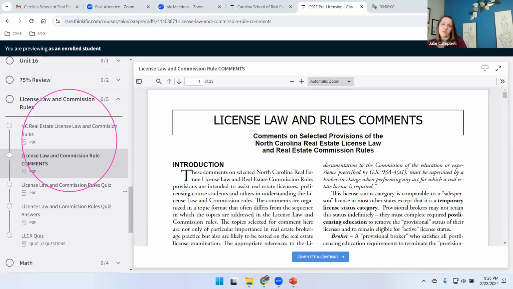And then that's it. We are so close to the end. We only have 2 more weeks, guys. Breathe with me. Breathe. It's all good. So 11, 12, 19. And then license, law, and commission rule. Like I said, we're going to blow through 16 and 18. I'm not even worried about those.